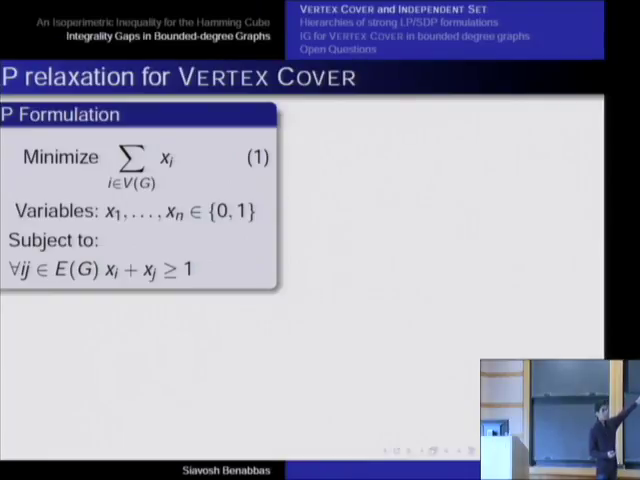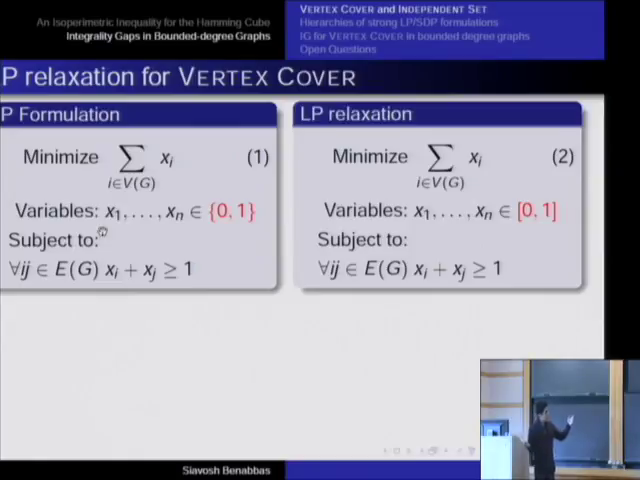And then you want to minimize the sum of xi's. Okay? So this is an integer program which perfectly formulates vertex cover. The optimum value here corresponds precisely to the minimum vertex cover. And then you can't really optimize over such things. You can't really find the optimum.